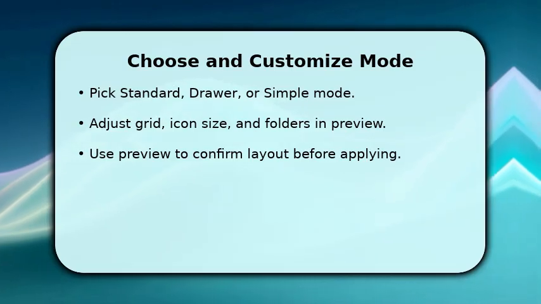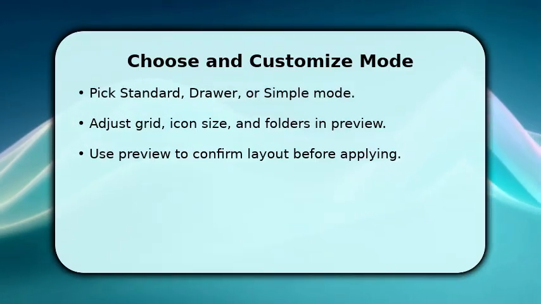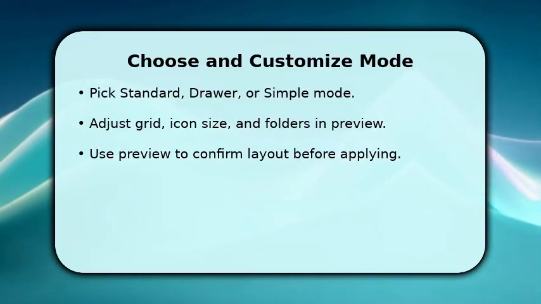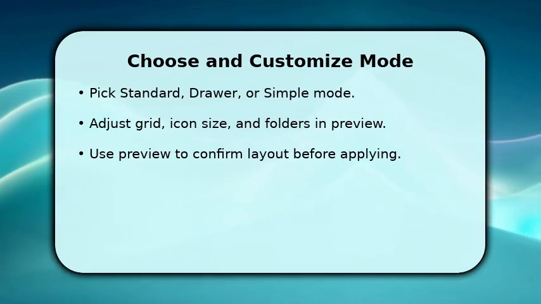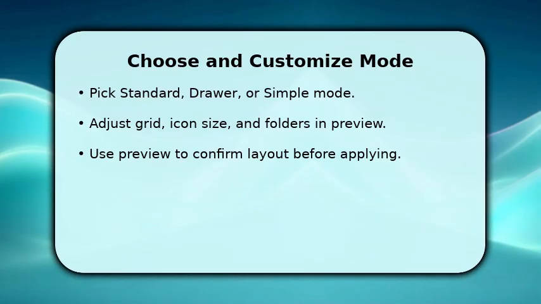Once selected, use the preview to adjust grid size, icon size, and folder behavior so the layout is usable at a glance. Make changes deliberately. Smaller grids show more icons but reduce touch targets. After adjusting, tap Apply or Save so the launcher commits the new configuration.